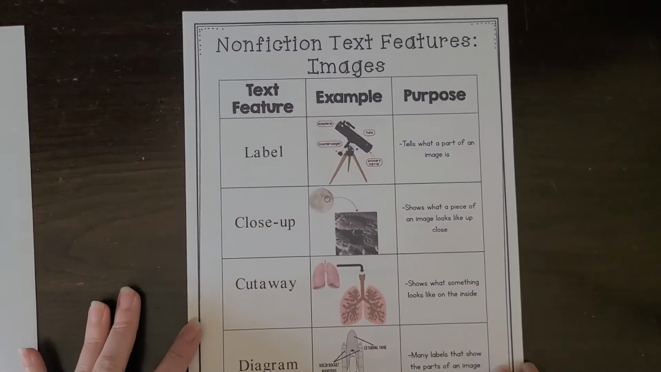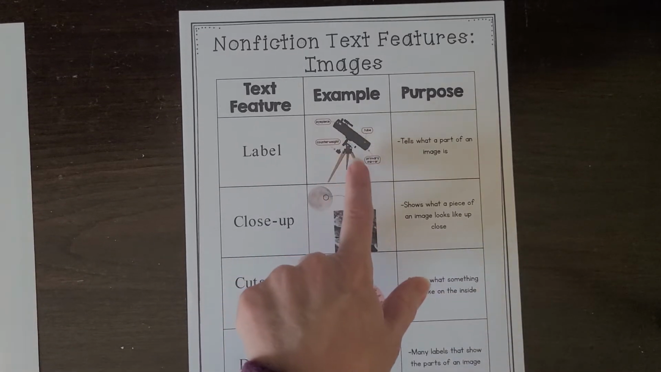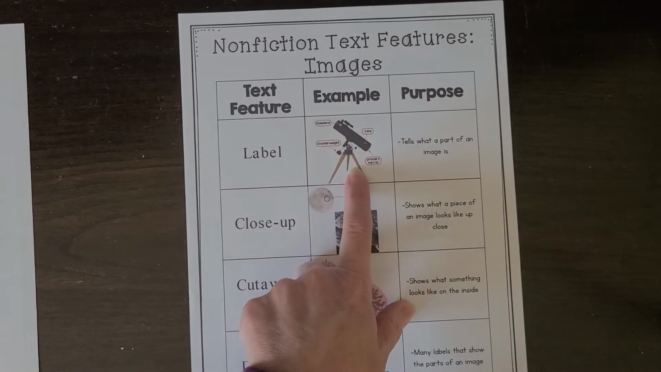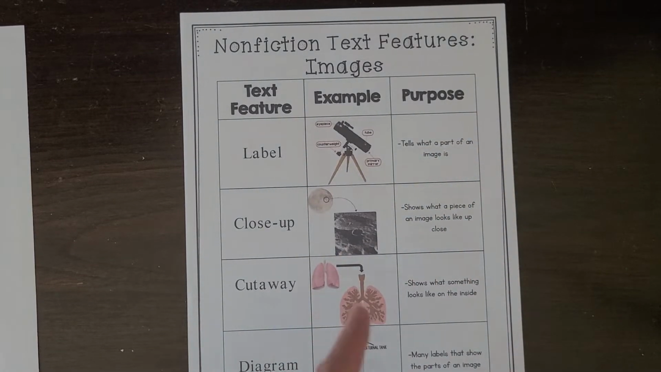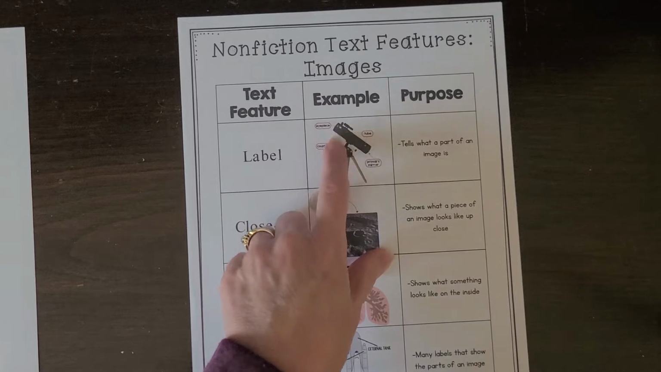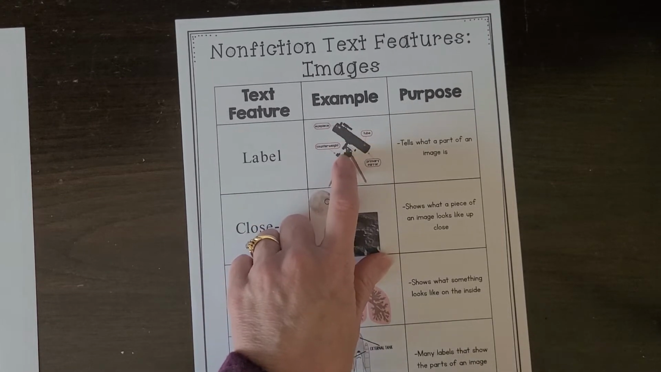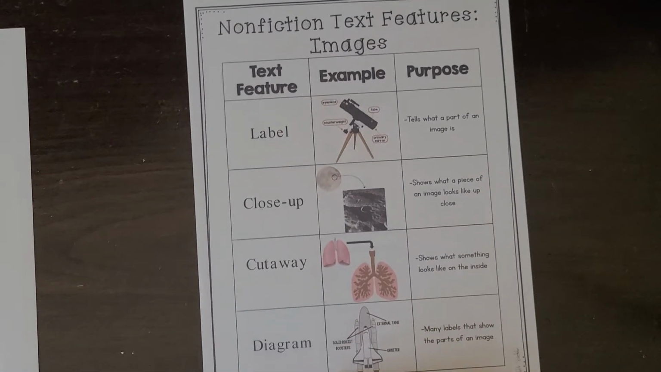Okay, so this text feature is a label. It labels the parts of the actual picture or illustration, and it tells what part of an image is. So it'll tell us that this is the tube, this is the eyepiece, this is the counterweight, this is the primary mirror. So it tells you the parts of an image, and that's the purpose of that feature.